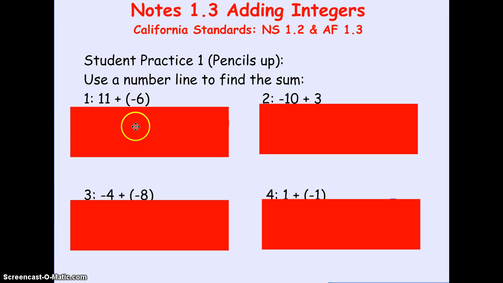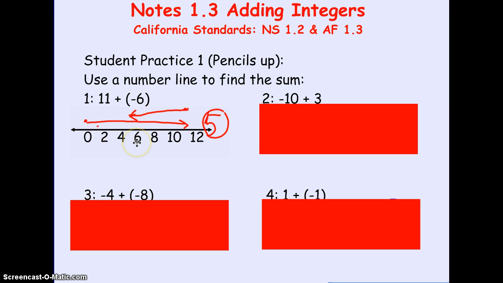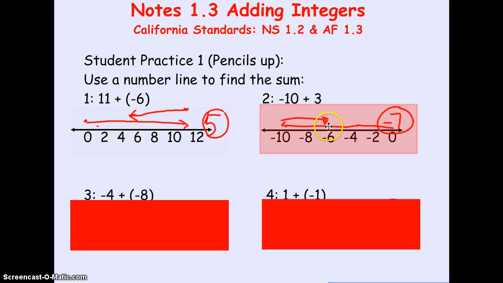Okay, let's take a look at our answer for number 1. Again, it says use a number line, so I have to draw a number line. I start at 0, I move forward 11 spaces, backwards 6 spaces, and I end up at 5. Number 2, I start at 0, move backwards 10 places, and forwards 3, and I end up at -7.